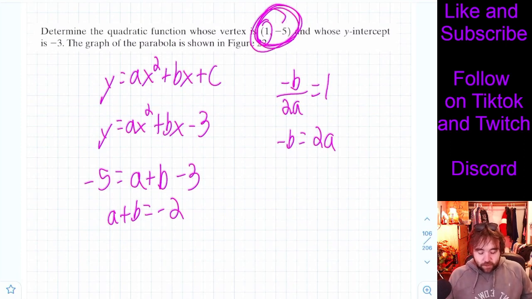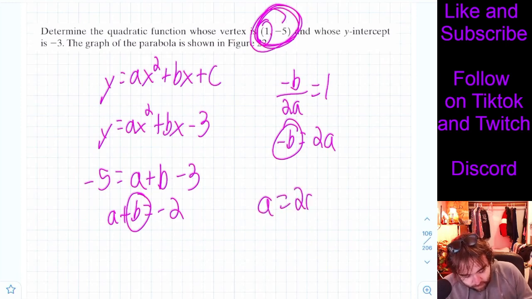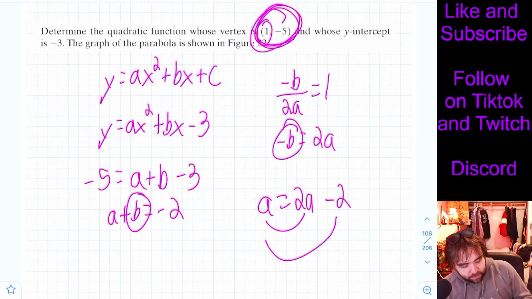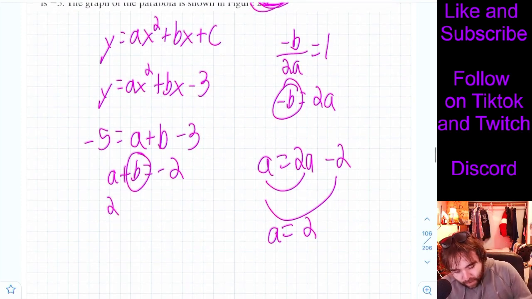So now it's just up to you how you'd want to do it. I actually do want to add them because of the way I'm seeing right now with this negative b and this b. So if I add both equations, and just be careful with it, you end up getting a equals 2a minus 2, right? So now subtract a, add 2. You should get that a equals 2. And now if we know that a equals 2, and that 2 plus b is negative 2, we know that b has to be negative 4.